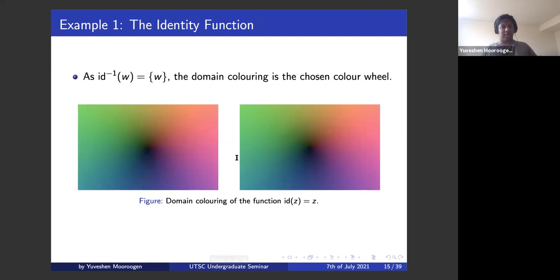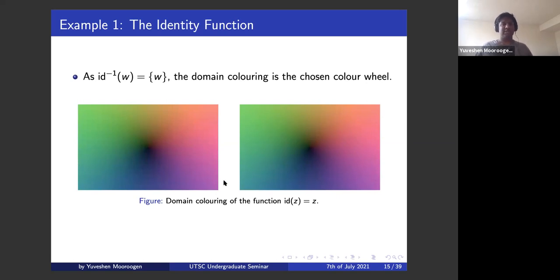What I want to look at at this point is a few pretty basic examples. So maybe actually I'll check the chat before I go on to this, just in case there are questions. But it doesn't look like it. All right, cool.